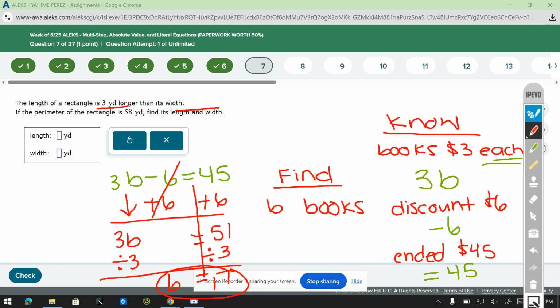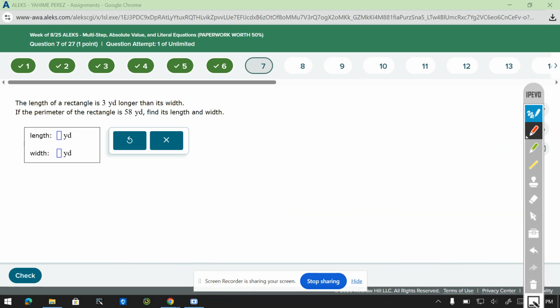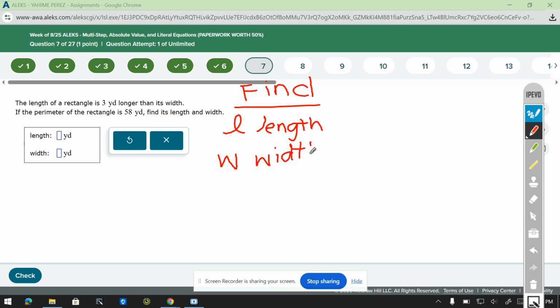Okay, next word problem here. We've got the length of a rectangle is 7 yards longer than its width. If the perimeter of the rectangle is 58, find its length and width. So what are we trying to find? The length, L. So we're going to say length is L because we're trying to find it. And width is W because that's what we're trying to find. So we have to assign it a variable.